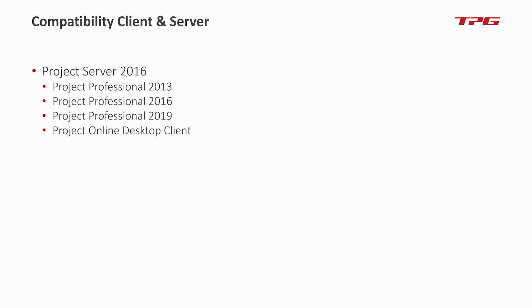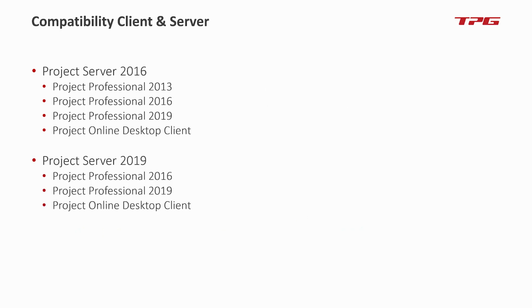For Project Server 2016, there is a number of versions on the client side: Project Professional 2010, 2013, 2016 and 2019, and the Project Online desktop client. They all can connect to a Project Server 2016. For Project Server 2019, usually we get rid of the older versions, but happily not all of them. So Project Professional 2016, if you have this installed, for example, you can still keep it for the time being and connect to an updated Project Server.